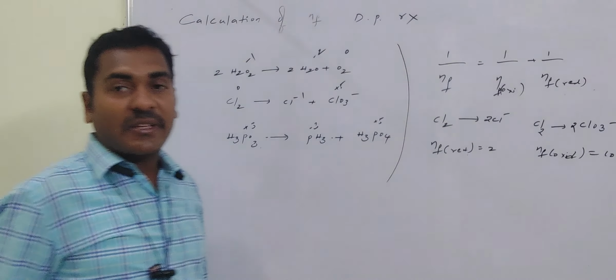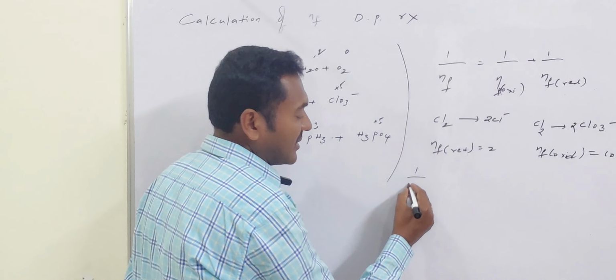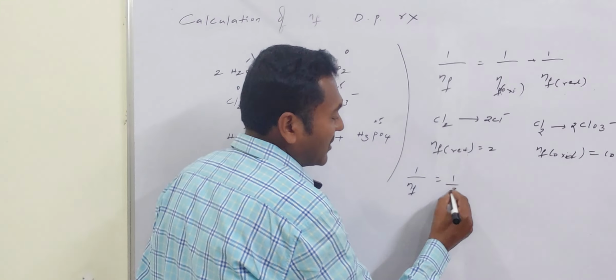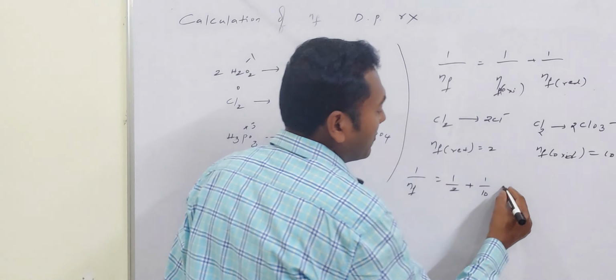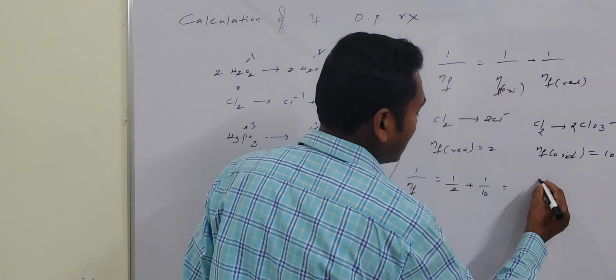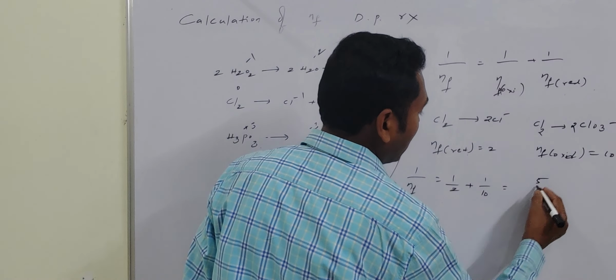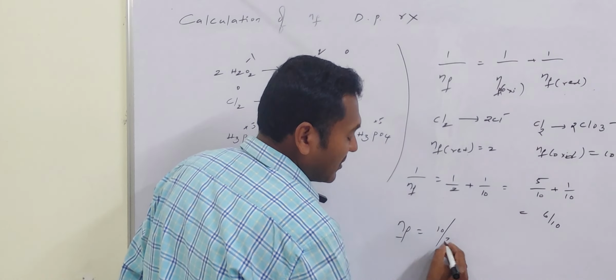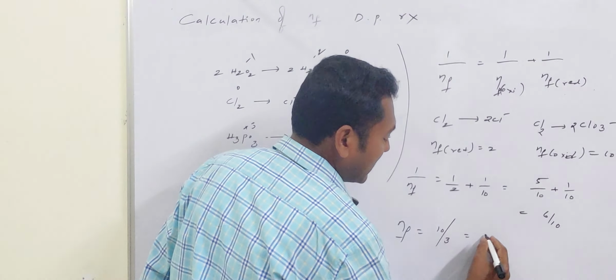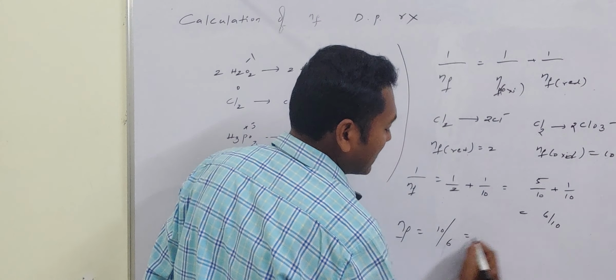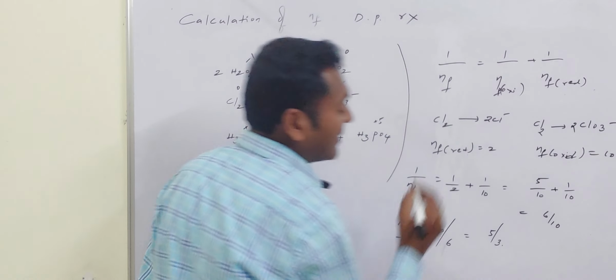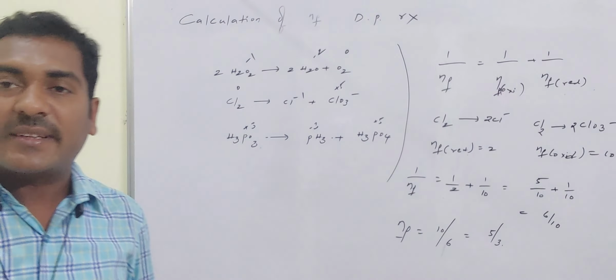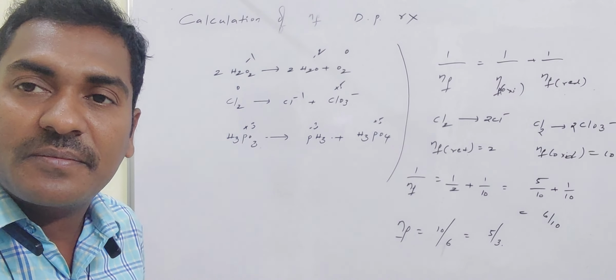10. So therefore 1 by the original n factor becomes equal to 1 by 2 plus 1 by 10. I can write it as 5 by 10 plus 1 by 10, that is 6 by 10. If I take the reciprocal, n factor becomes equal to 10 by 6, that reaches as what? 5 by 3 is the n factor value.